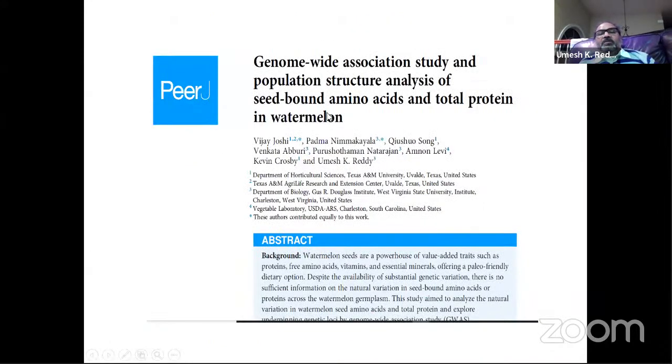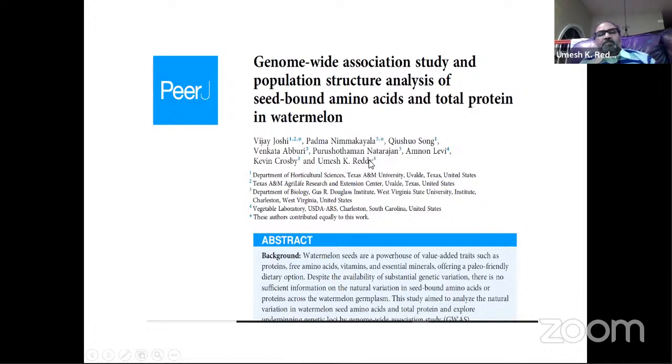And also we worked on seed-bound amino acids and total protein in watermelon seeds. You see, these days seedless watermelons are becoming fashionable. So what happens if we continuously use seedless watermelons? Eventually we will lose seeds. We will not have any seeds. But the seeds have important features: they have very unique amino acids that are not available in other seeds, and the total protein is also high.